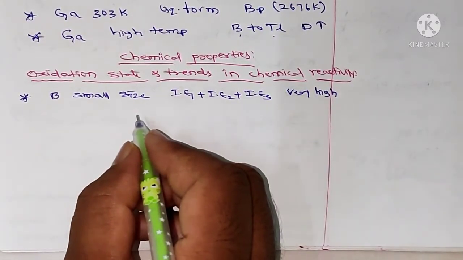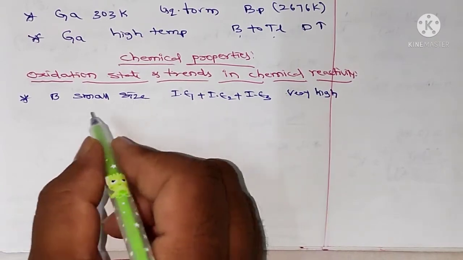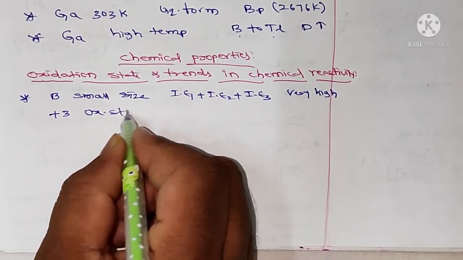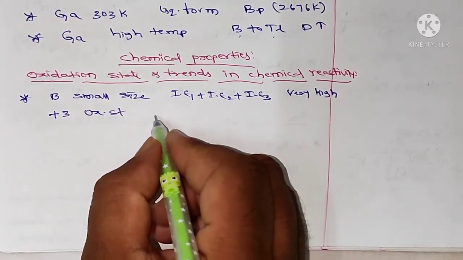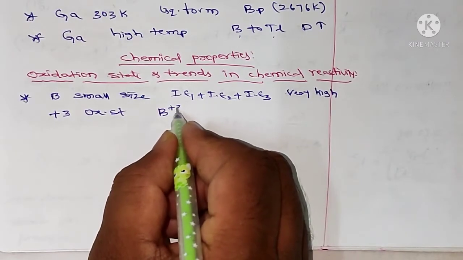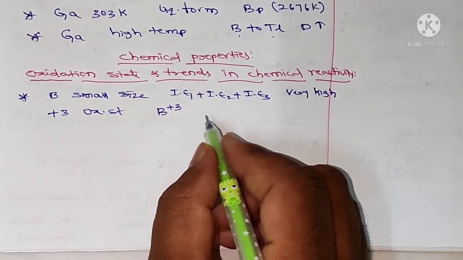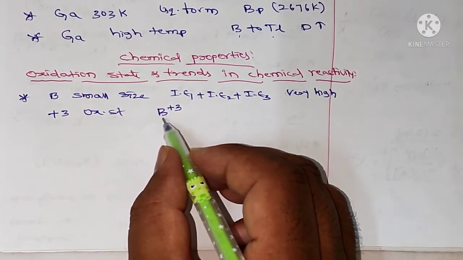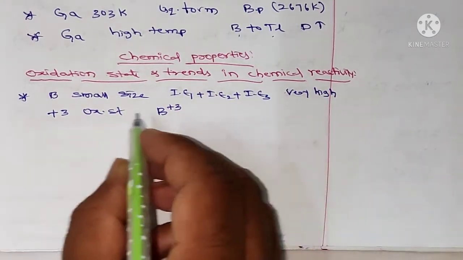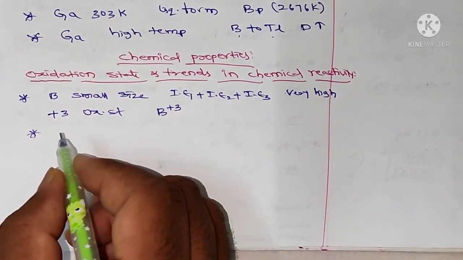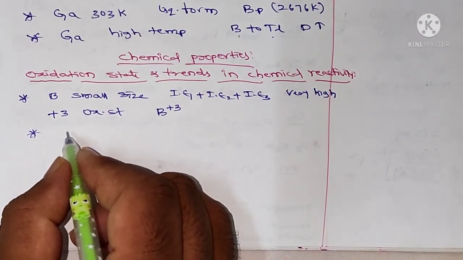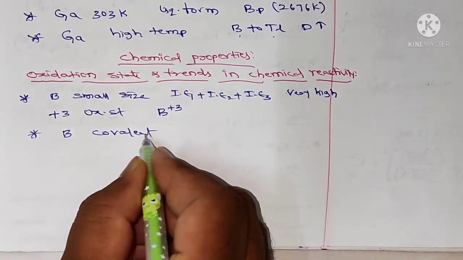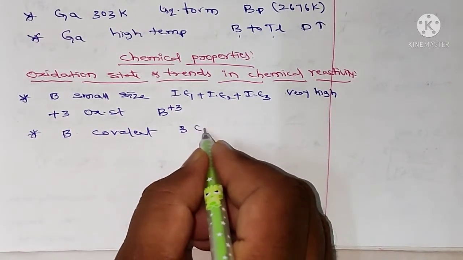Consequently, boron prevents forming the +3 oxidation state. It is not able to form B+3 because it is very difficult to remove the 3 electrons from the outer shell of boron. So boron can form covalent compounds with 3 covalent bonds.